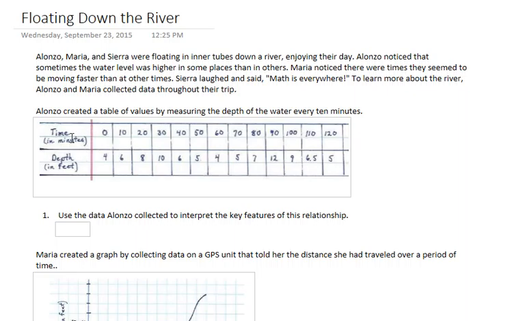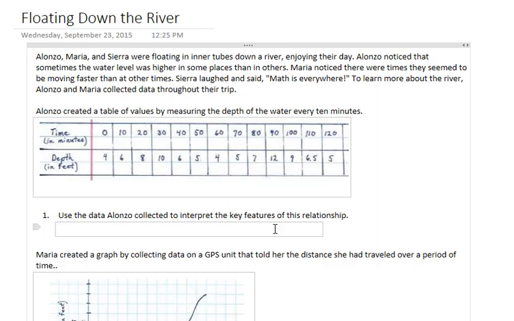First off, we have this table that Alonzo created where we have time measured at 10-minute intervals. And with these times, we have the corresponding depth of the river measured in feet. The first question asks us to use the data Alonzo collected to interpret the key features of this relationship.